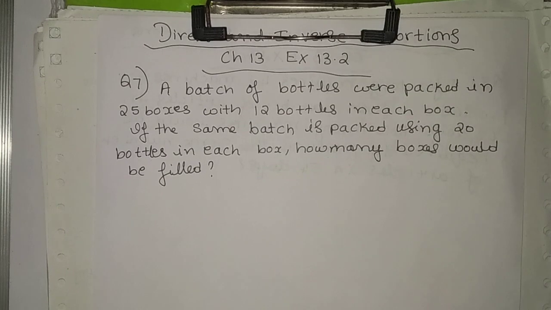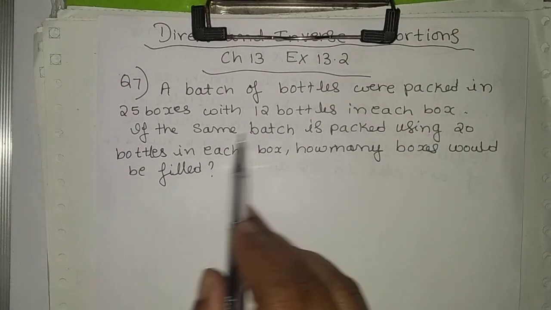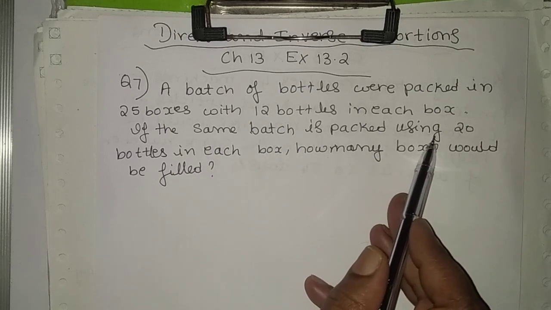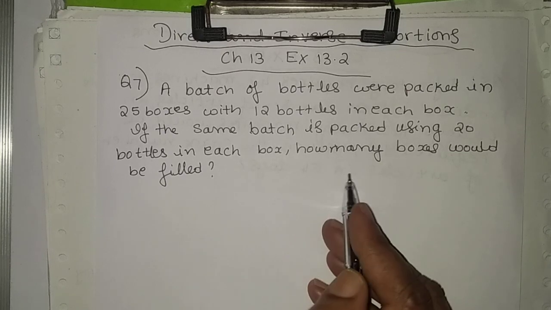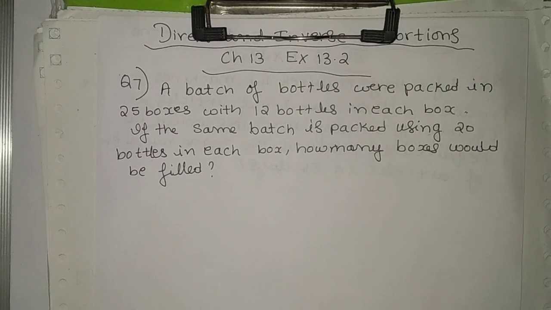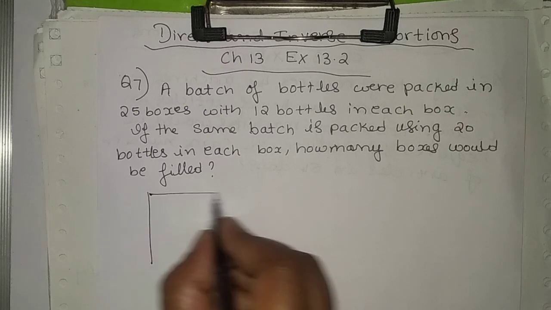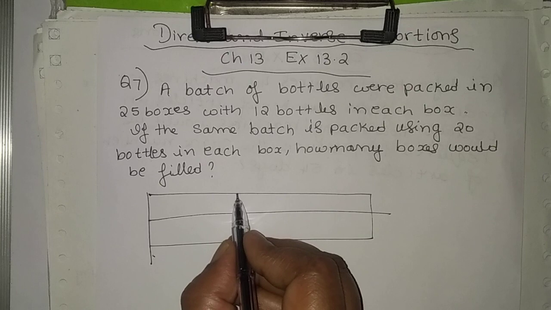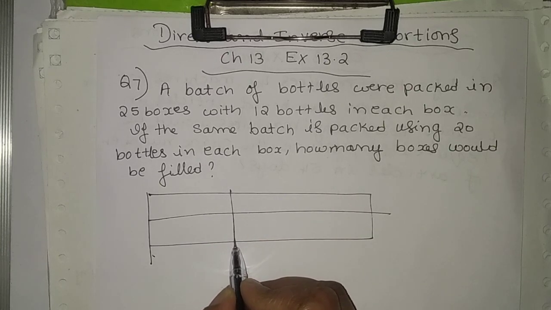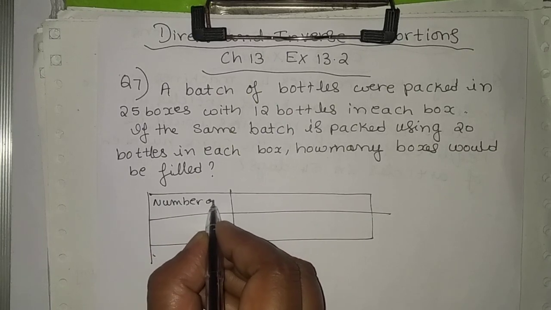Seventh problem. A batch of bottles were packed in 25 boxes with 12 bottles in each box. If the same batch is packed using 20 bottles in each box, how many boxes would be filled? Same thing here, we'll write the table. We consider it as a tray. So first, the number of bottles kept in the tray or pack.